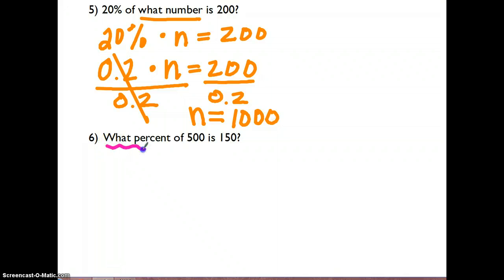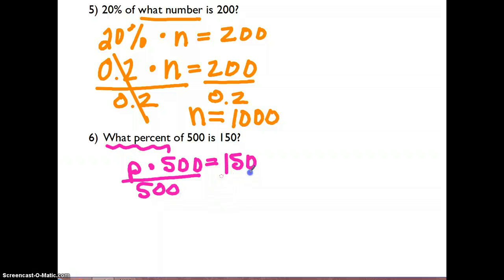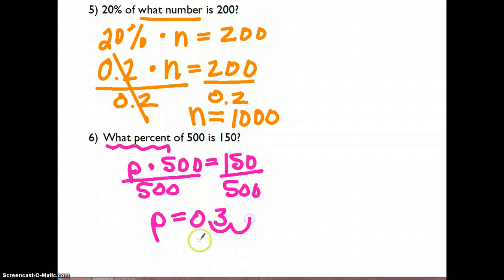Next one, what percent P, of multiply 500, is equal, 150 stays 150. Got to get P by itself, so I got to use the opposite operation and divide by what it's stuck with. And I get P is equal to 0.3. This time it doesn't repeat. Okay, and I still need to sweep my decimal 2 times to make it a percent, and P is equal to 30%.